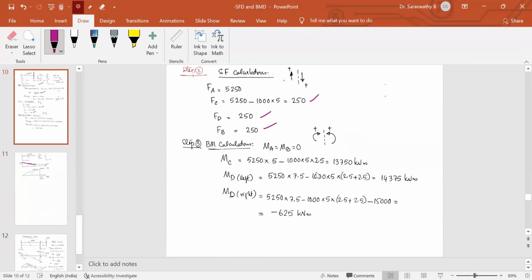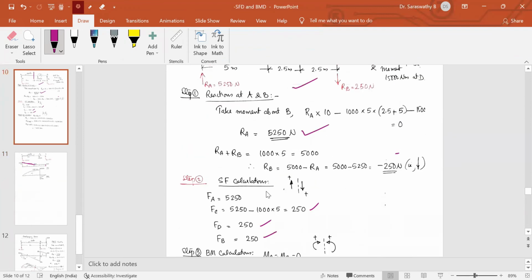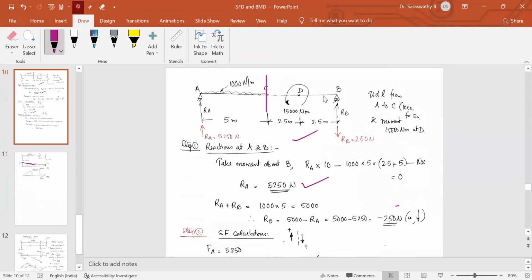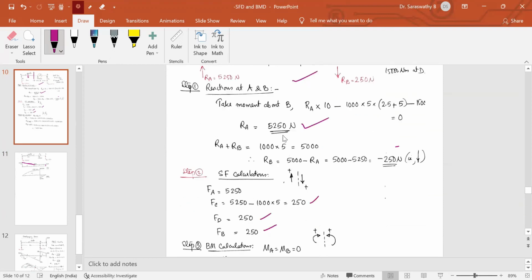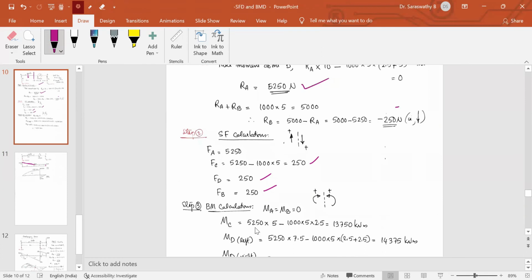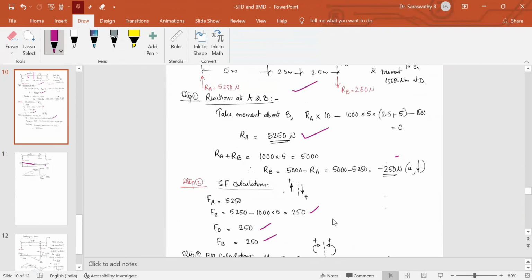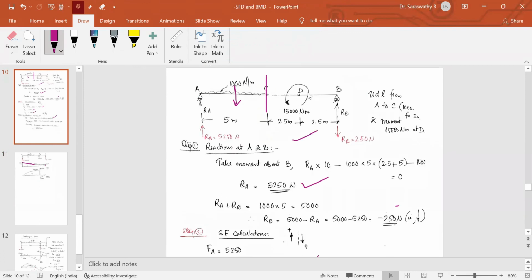Okay. Now coming to bending moment. In the case of bending moment, moment at A and moment at B are 0. We know it. Now moment at C will be RA into 5 clockwise minus 1000 into 5, the total load acting at 2.5. So what is written there? MC is equal to RA into 5 minus 1000 into 5, the load acting at 2.5. So you get 13750.